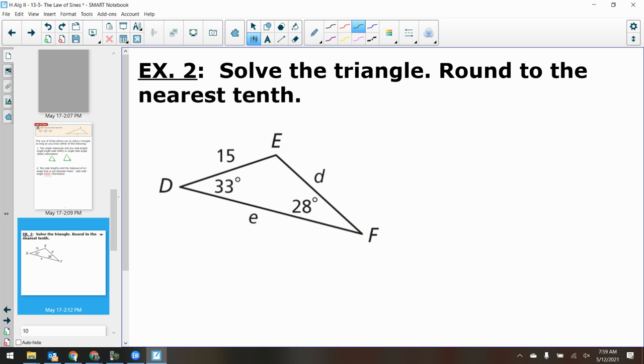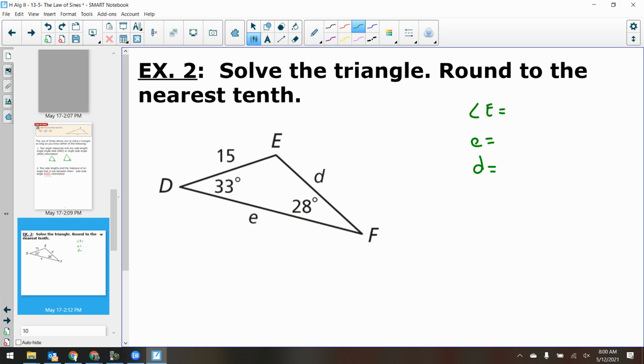Solve the triangle. Okay, so if I want to solve the triangle, that means I'm going to find angle E, I'm going to find side E, and I'm going to find side D. Those are the three missing parts. Now notice that I'm given three parts and I'm looking for three parts. You have to be given three parts of the triangle.